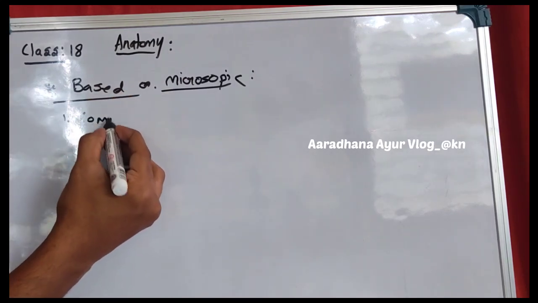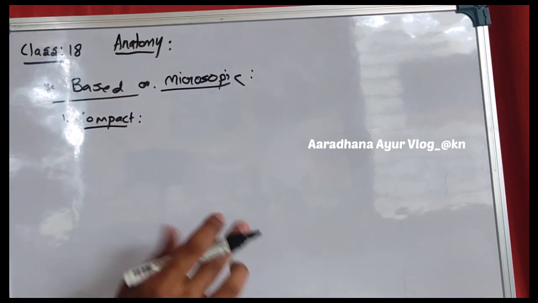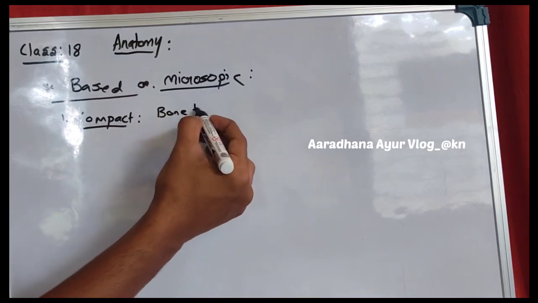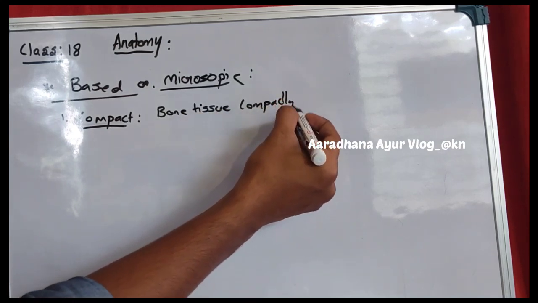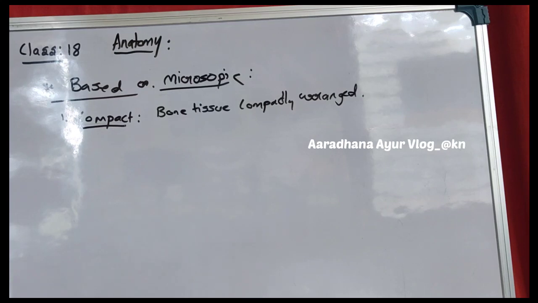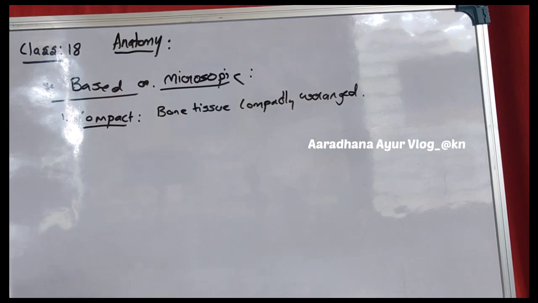First one is the compact type. Here the bone tissues are compactly arranged. Please make sure that you are making the notes simultaneously, so that when you see them at the end, the notes will be ready with you and it will not be that much of a burden at the time of the examination. So first one is the compact, that is the bone tissue that is compactly arranged.